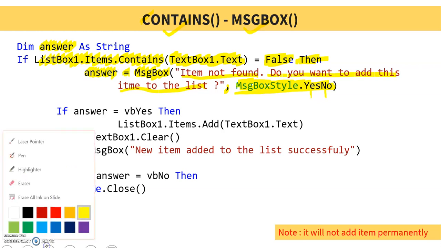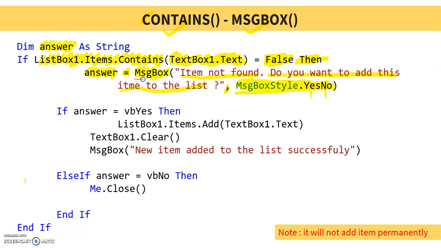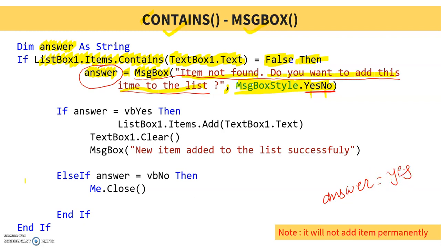So now let's understand that this message box will contain the message, and when it pops up, you will have two buttons, yes and no. Whatever the user selects, yes or no, will be assigned to the answer string. Means now my answer variable has yes, right? Because I have selected yes since the item is not there. Now if answer is equal to vbYes, then what do you want to do?